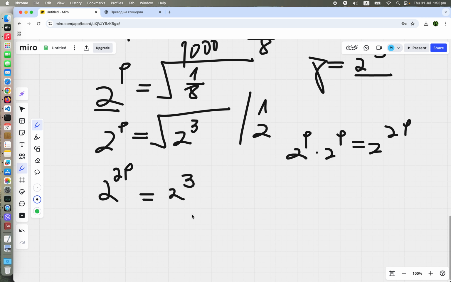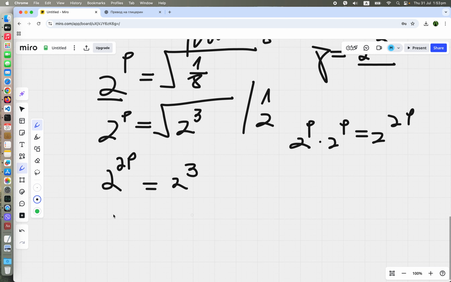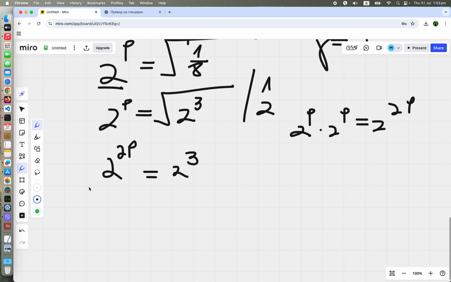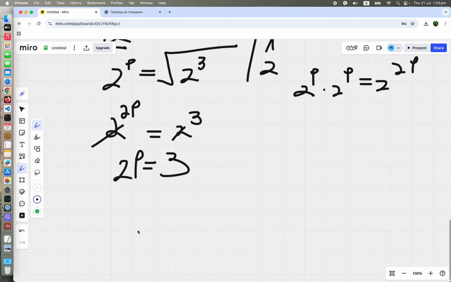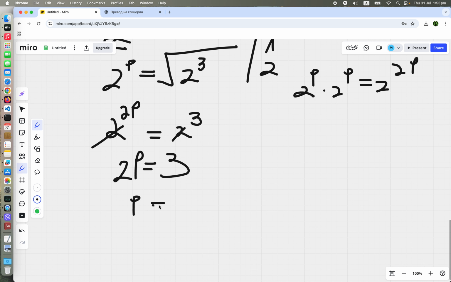Now we see a really easy equation because the bases are the same, 2. We're gonna remove them, and that means that 2p equals 3, so p, which is the product, is gonna be 3 over 2, which is 1.5. That's our answer, that's how we solve this problem.